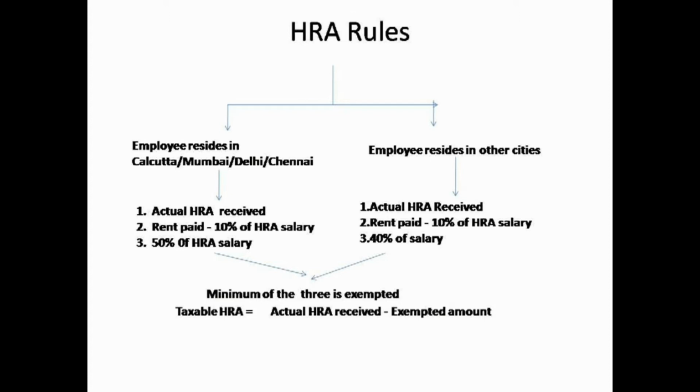So what is the taxable allowance? The taxable HRA allowance is nothing but the actual HRA amount the employee received minus the exempted HRA amount. So we have to apply 3 rules. Similarly, for an employee residing in other cities, we also apply the 3 rules, where only rule number 3 changes, that is 40% of HRA salary, which I already told you. We have to see whichever amount is less, because the lesser amount is called the exempted amount. So what is the taxable amount? The taxable amount is nothing but the actual HRA amount received by the employee minus the exempted amount.